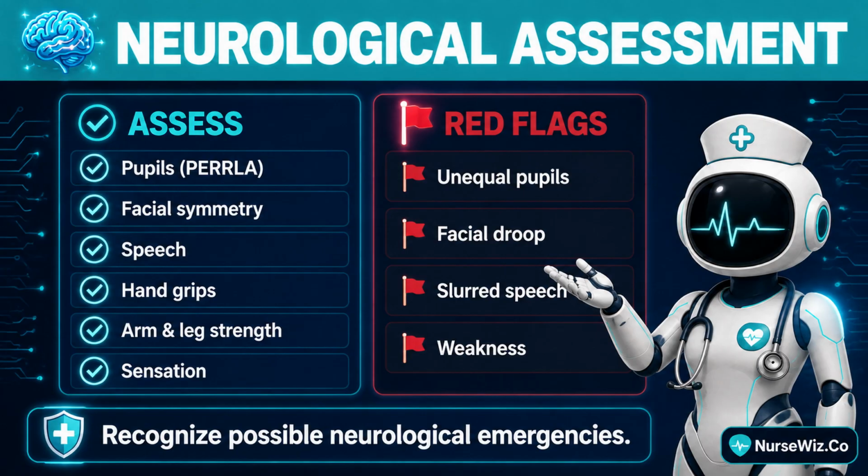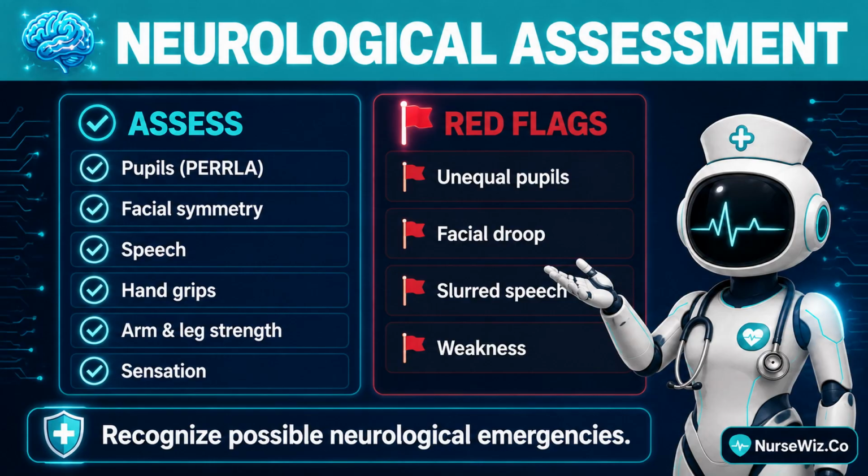For sensation, ask them to close their eyes while you touch each arm and each leg, and ask whether they feel it and whether it feels the same on both sides. Numbness, tingling, or a side that feels dull compared to its partner all count.